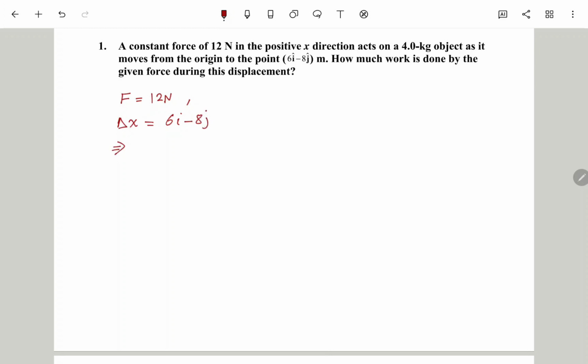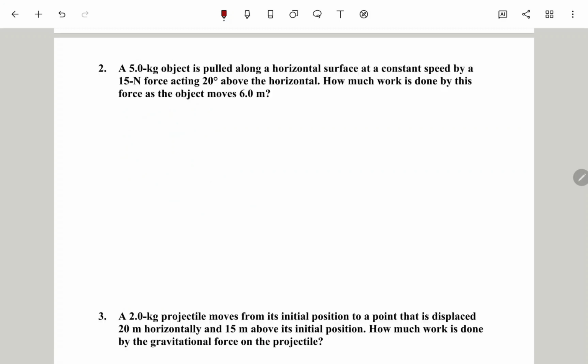Therefore, the work in this case is equal to F dot D. In other words, work equals 12 i hat, because the force is in the positive x direction, dot 6i minus 8j. In this case, work equals 72 joules.